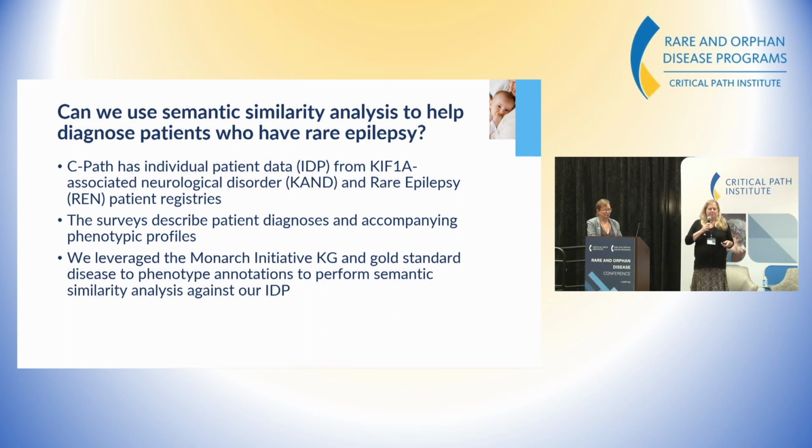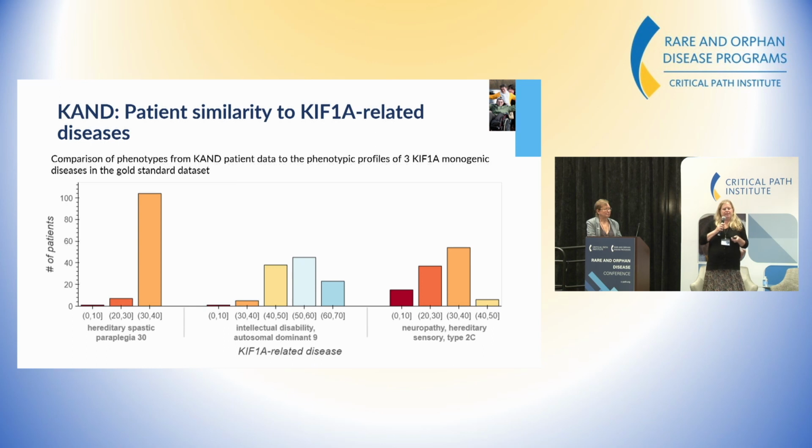So the numbers on the bottom correspond to the percent of similarity between the patient data and the gold standard data. So if we look at the center example, the intellectual disability autosomal dominant 9, we can see that there's dozens of patients that have between 50 to 60 and 60 to 70% similarity to the phenotypes that are typically associated with this disease. And if we look at the other two diseases, we see that these patients don't have a lot of phenotypic overlap with these diseases, suggesting that these are probably not the diagnoses that these patients have.